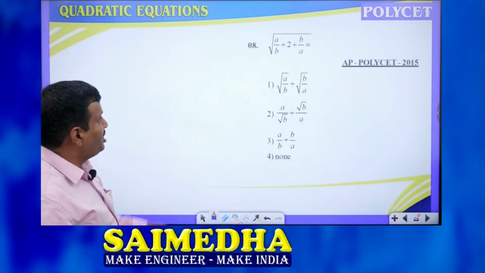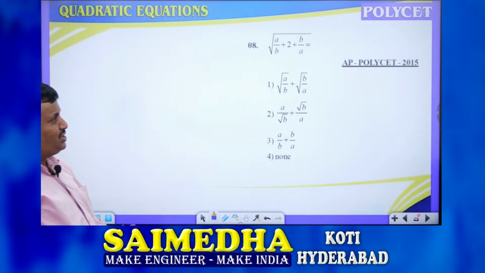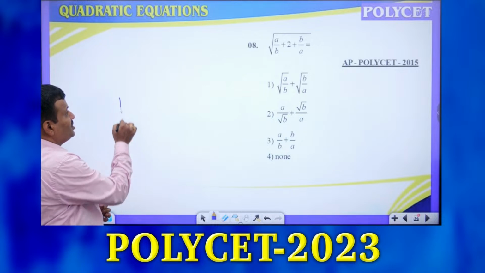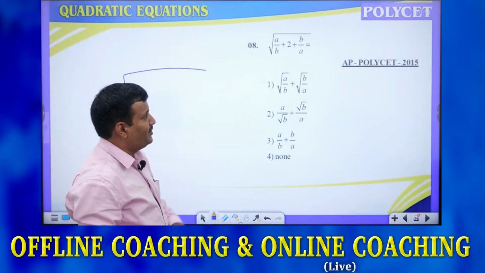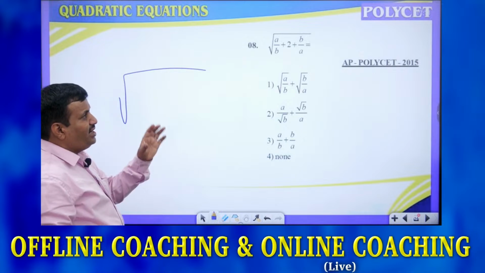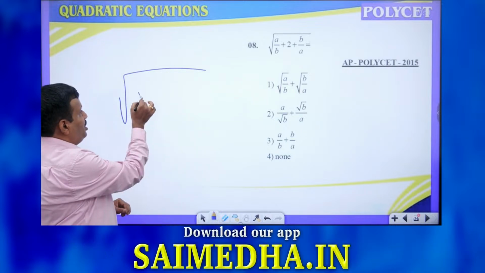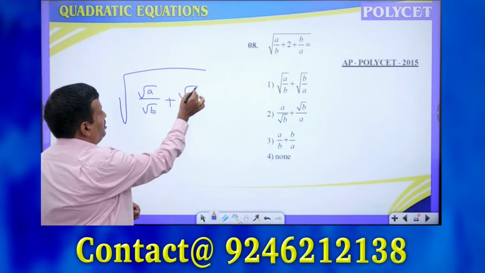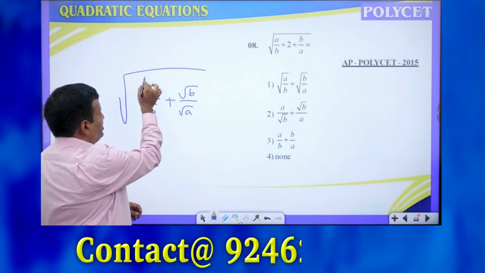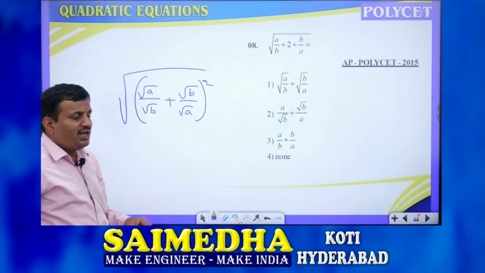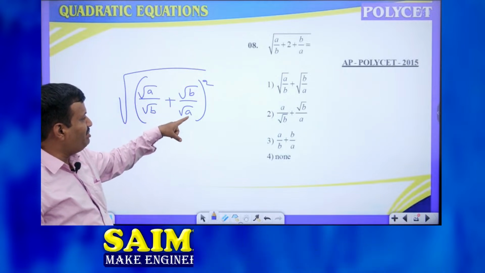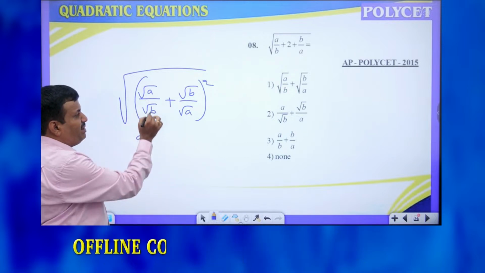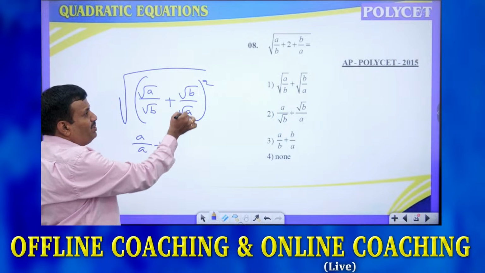Coming to our next question. Square root of a by b plus 2 plus b by a. How to write this one into quadratic? Which one is correct here? Square root of a by b plus 2 plus b by a, you can write as root a by root b plus root b by root a, whole square. You observe clearly. What is this expansion? Root a by root b whole squared is what? A by b. Root b by root a whole squared is what?